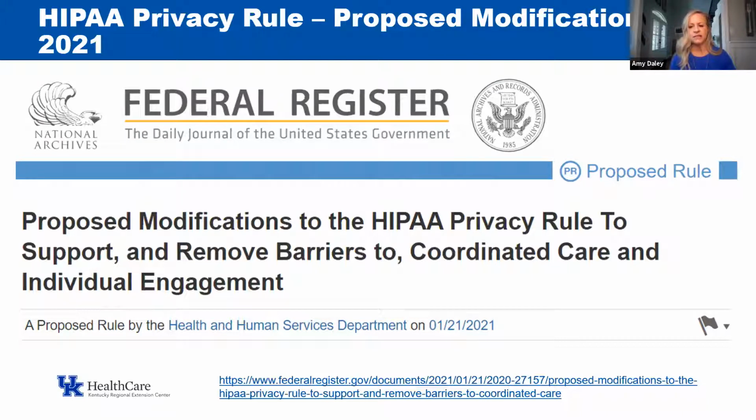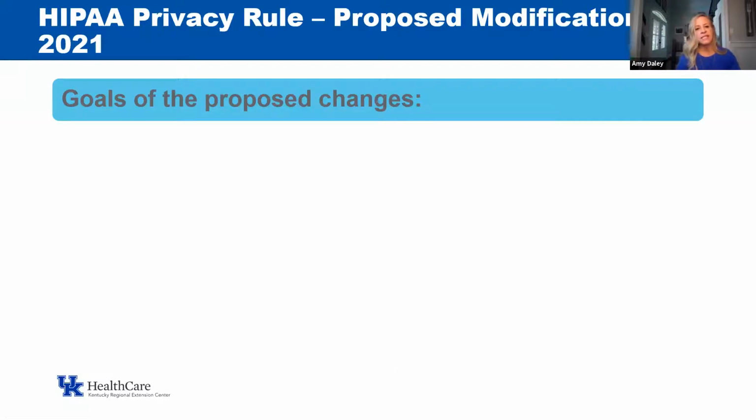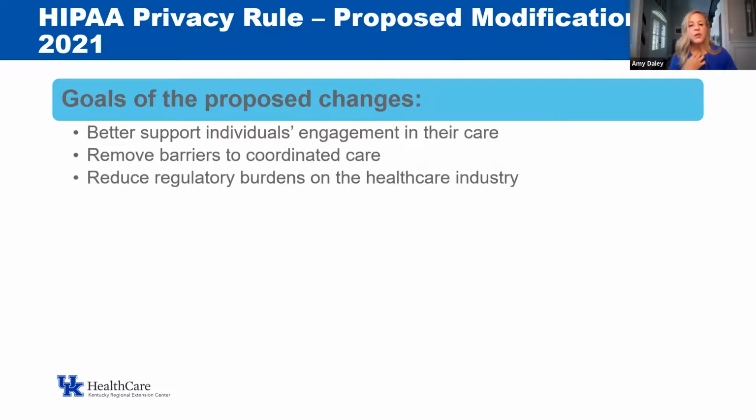And there is a link on this slide to the entire rule, which is many, many pages. But if you are a HIPAA privacy officer for your organization, I would encourage you to go read the rule in its entirety. But just as a summary of what this rule is going to do and what the goals of the proposed changes are: the main goals are to better support individuals' engagement in their care, remove barriers to coordinated care, and reduce regulatory burdens on the healthcare industry.